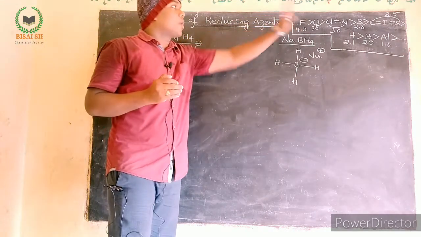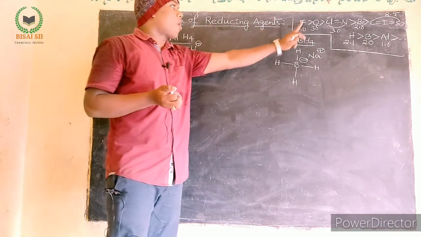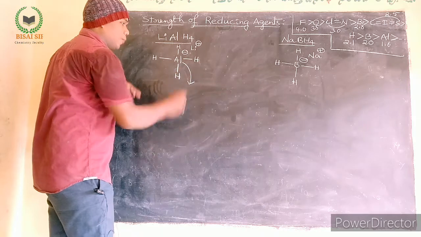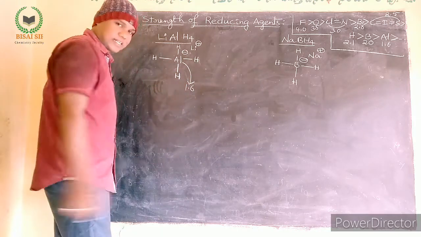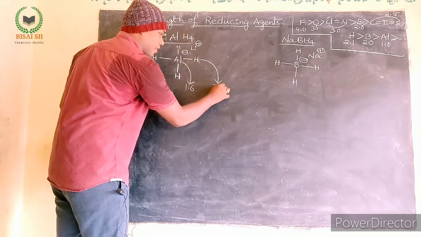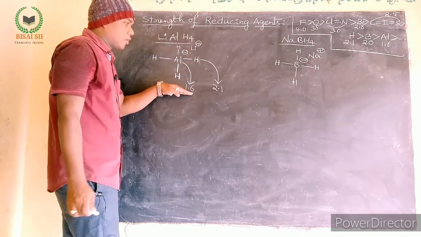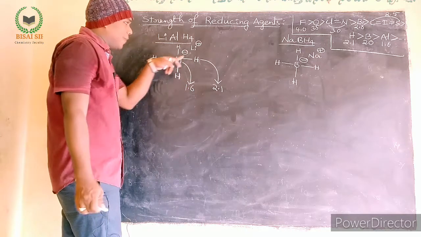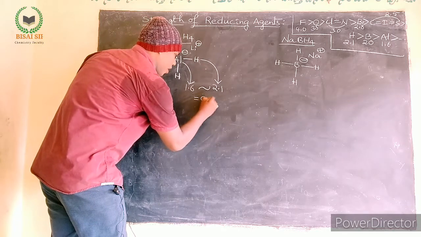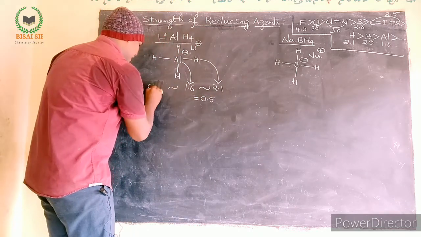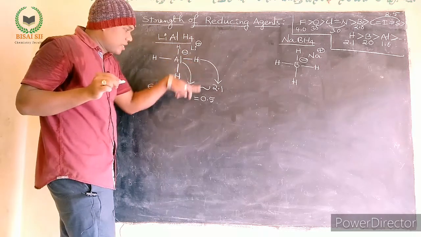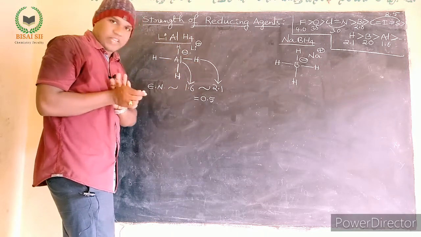Based on the electronegativities of hydrogen, boron and aluminum, we know that the electronegativity of aluminum is 1.6, correct? And the electronegativity of hydrogen is 2.1, correct? What is the electronegativity difference between aluminum and hydrogen? So the difference is equal to 0.5, correct?